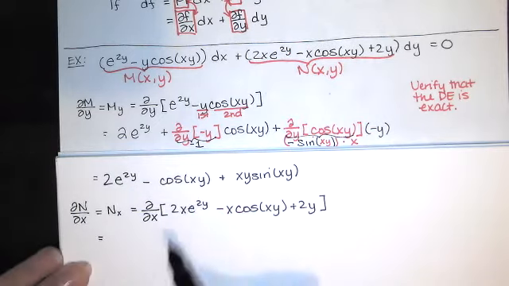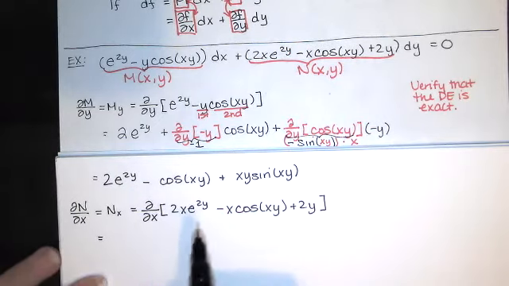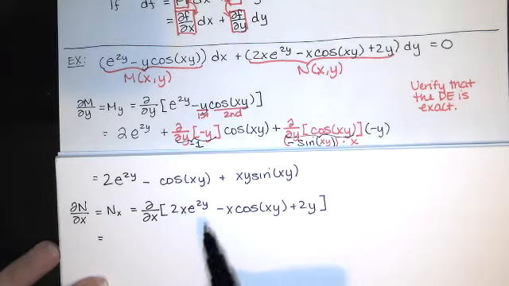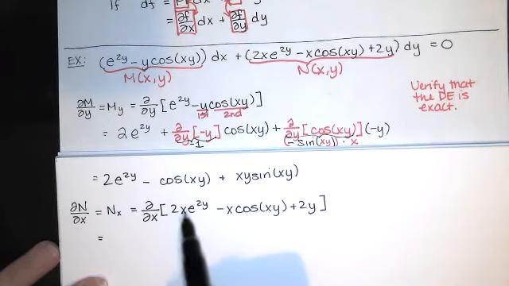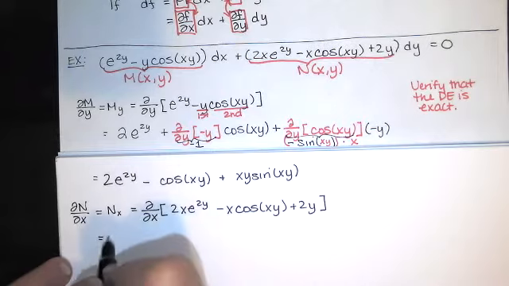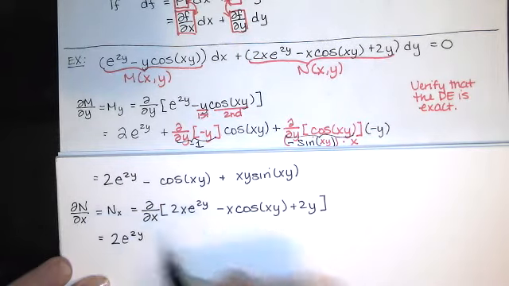Okay, now x is your variable, and we're treating y as a constant. So this is all a constant times x. That's how I have to think about it when I take a partial derivative. The derivative of a constant times x is just my constant, which is e to the 2y.